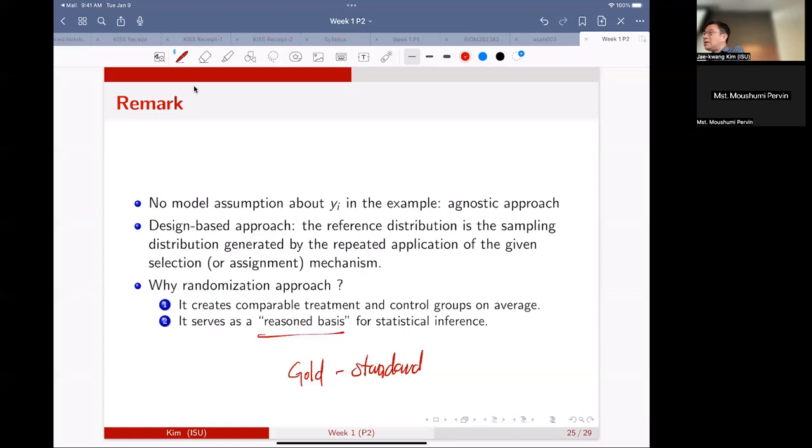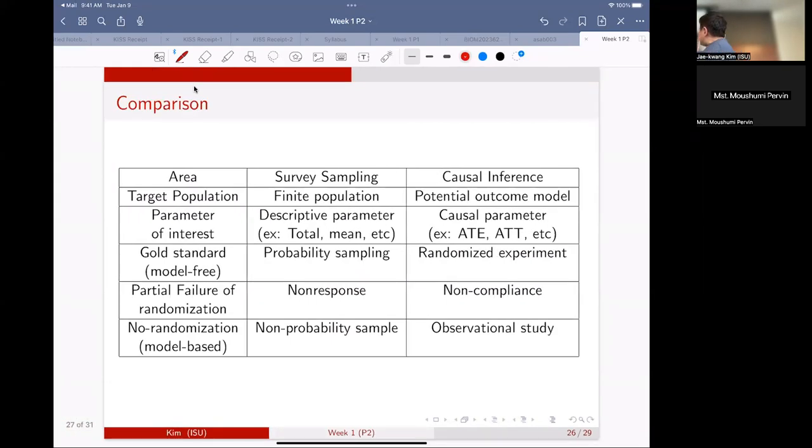Like probability sampling in survey sampling, right? So actually I have some table. Okay. So in survey sampling, the target population is a finite population, but in causal inference, they are probably not really interested in that particular finite population, right? They are more interested in the effect of treatment over control. So they are conceptually thinking of an infinite population.